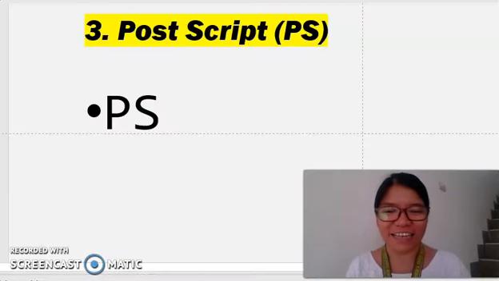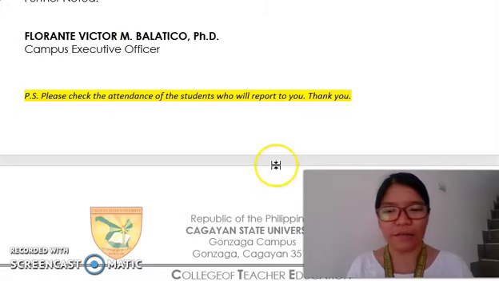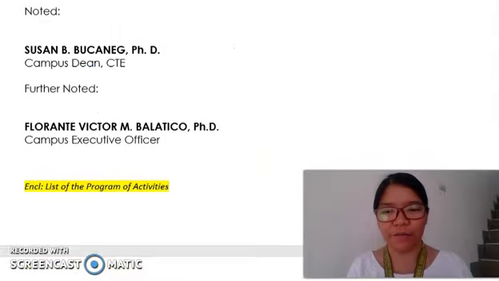Okay, kidding aside, let's move on to the fourth. What is the fourth? It is ENCL, which stands for enclosure notation. Where do you locate that? Let's move on to the sample letter.